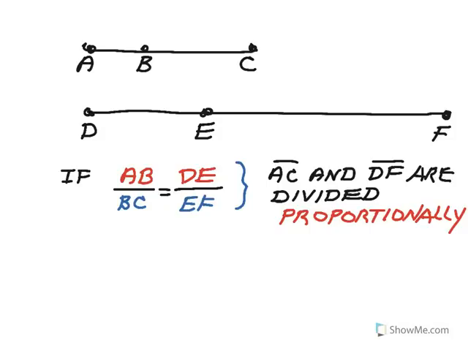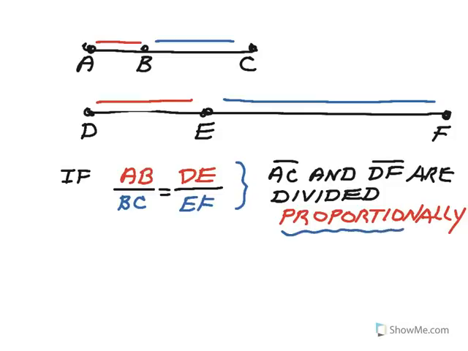So what we can say is if the ratio of AB, in red, to BC, in blue, is the same as the ratio of DE to EF, in other words, if those two segments are in proportion, then AC and DF are what we call divided proportionally. Okay, so I think that we've been working a lot with proportions, and we can understand that.